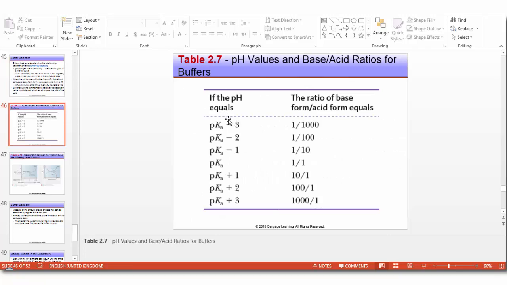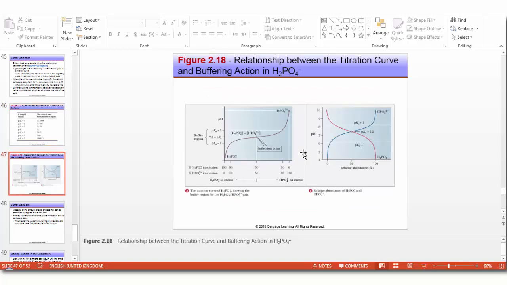if the pH equals this, then the ratio of base form to acid form equals this. When they are 1 to 1, then pH equals pKa. If you go 1 pH unit above the pKa, the ratio becomes 10 to 1. 1 pH unit below the pKa, the ratio becomes 1 to 10, and so on. This is very clear here. With the phosphate buffer, the pKa is 7.2, and here we have the so-called buffer region. The buffer region occurs at pH equal to pKa plus or minus 1.